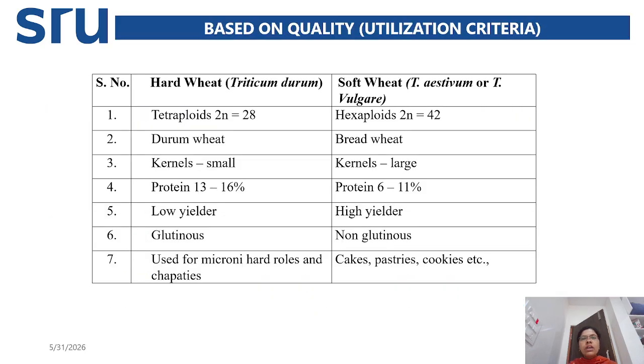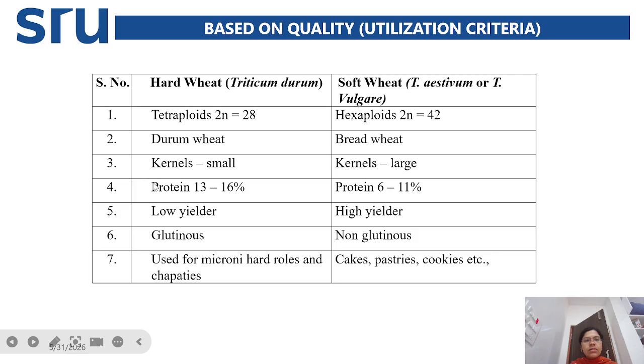Next, coming to the utility based on the quality, wheat is divided into two types, that is hard wheat and soft wheat. Here, the hard wheat is the Triticum durum, and soft wheat is the Triticum aestivum or Triticum vulgare. As we discussed, the Triticum durum is a tetraploid having the chromosome number 28, and it is also called durum wheat.